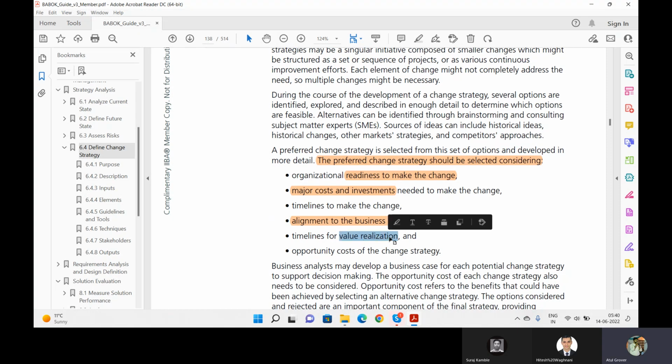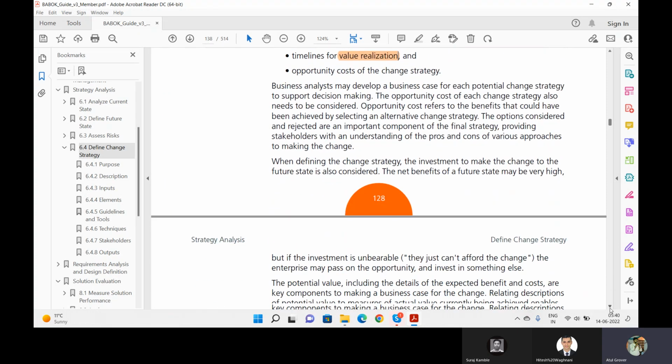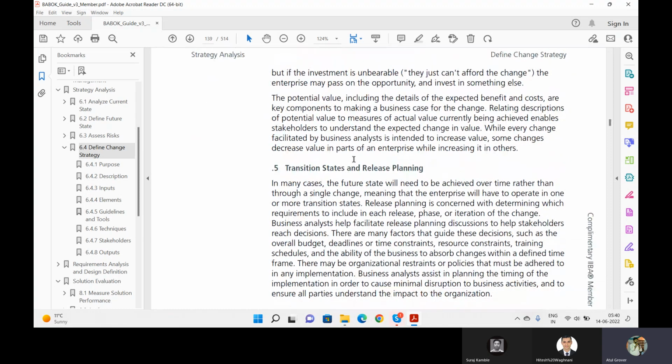Time for the value part. Ki ROI, return of investment, kab tak shuru hoga mere paas aana. So these are the major points which we need to consider in this area. And the next one basically says transition states and the release planning.